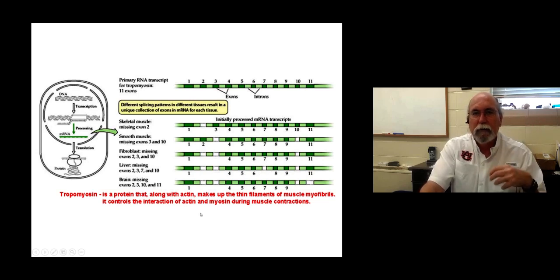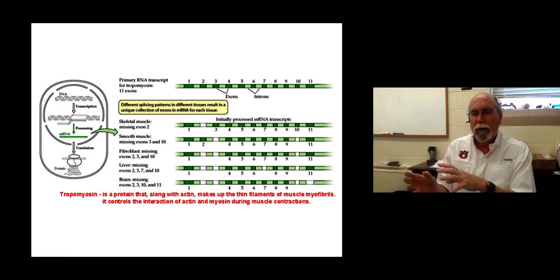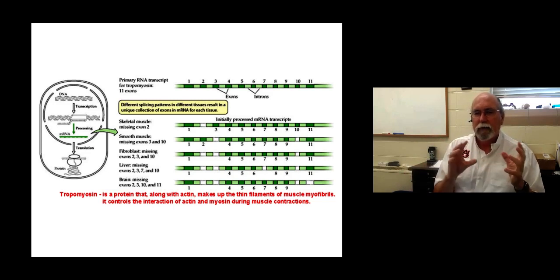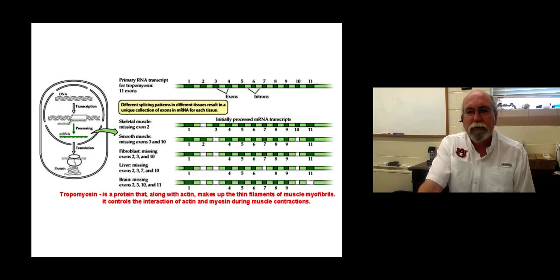And then in brain, where you have these fibers that are important for the formation of these neurites and the movement of things along those neurites, you don't use 2, 3, 10, and 11. So clearly it's the same gene being activated in different organs, different parts of the body, different cell lines, but the transcripts that are produced there end up being very different, and the proteins, obviously, from those final transcripts are very different.